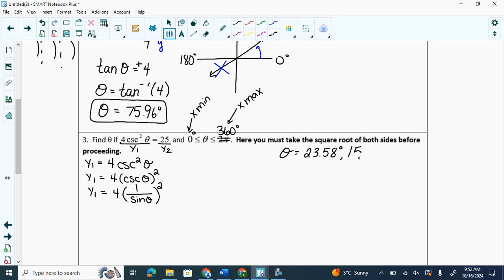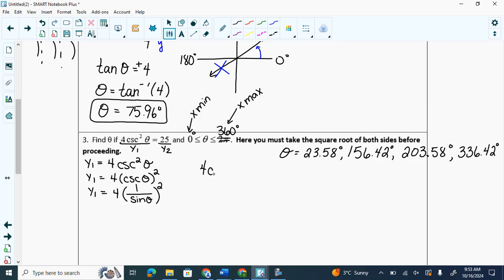Second trace, 5. Use my other computer that has the emulator on it. 156.42 degrees. And 336.42. So I know before I even attempt this question, I need 4 answers. So we can actually attempt the question.